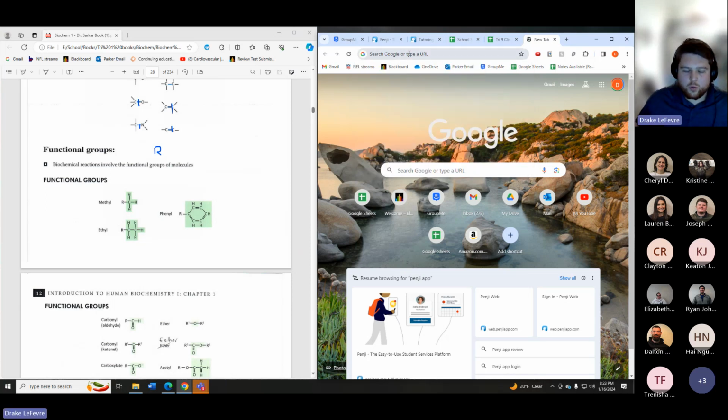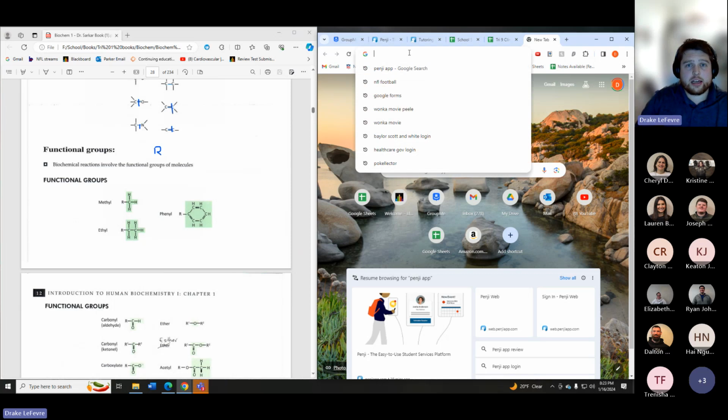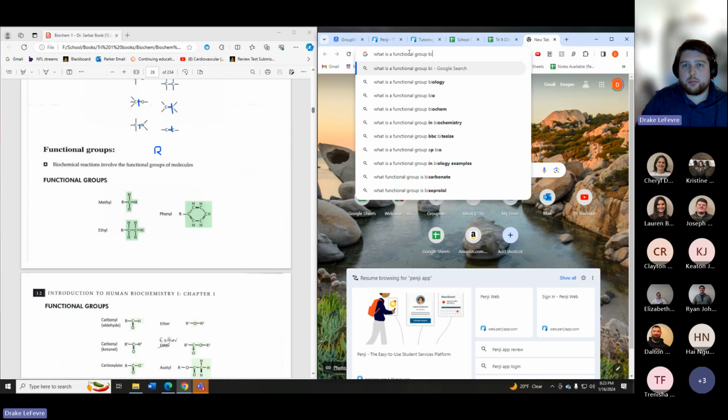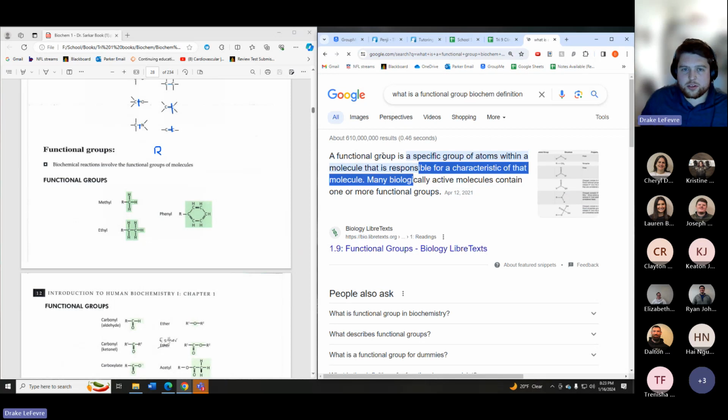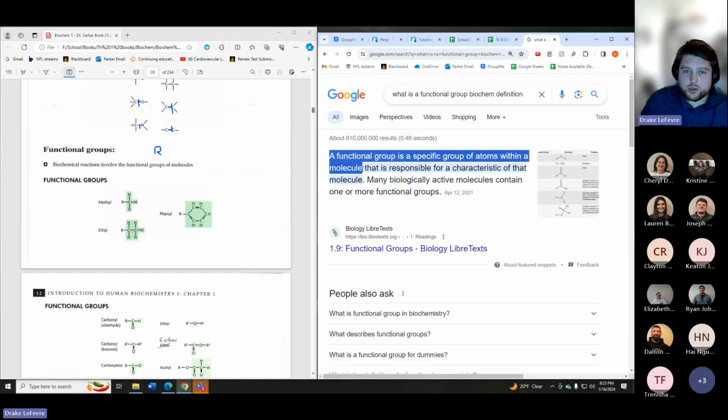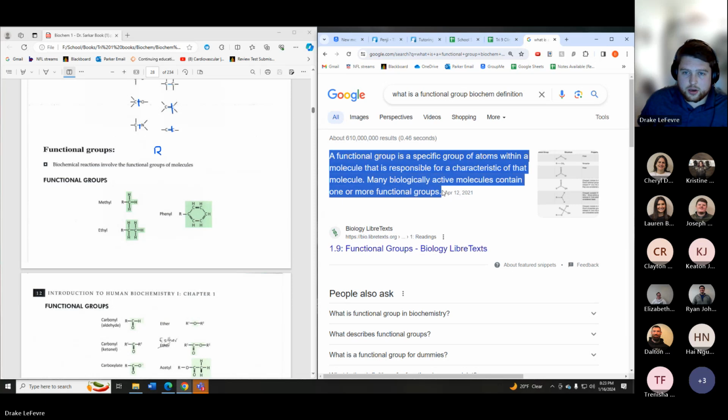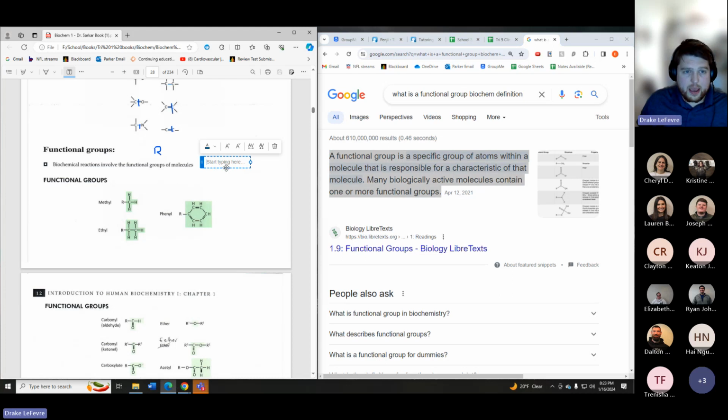Okay, so what we're gonna want to do is go to Google and say, what is a functional group, biochem definition? And literally, I still do this all the time with my textbooks. A functional group is a specific group of atoms within a molecule that is responsible for a characteristic of that molecule. So I'm going to literally copy and paste that right in there.